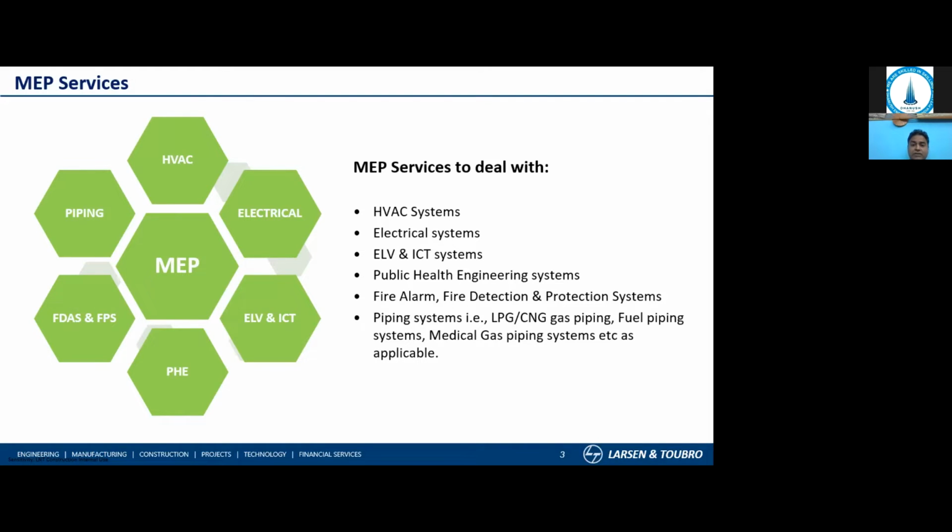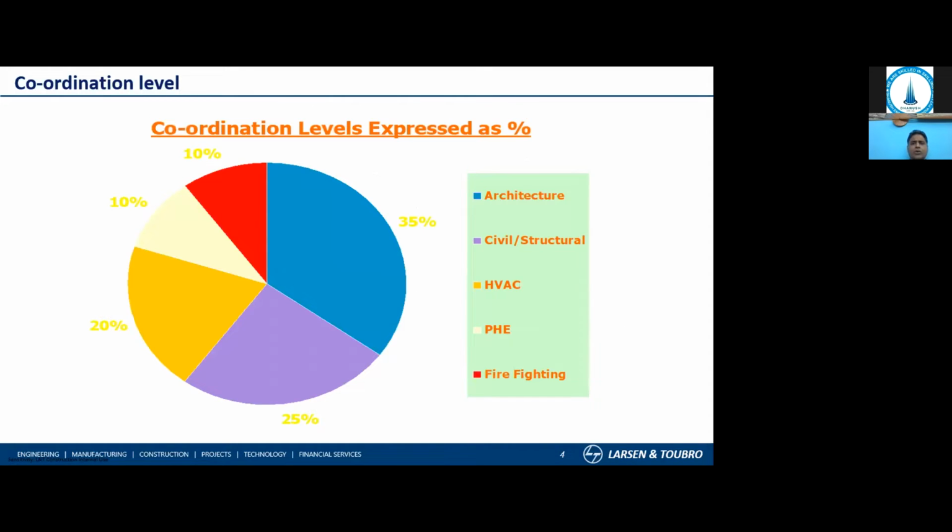Especially on the extra low voltage side, we have a specialized system called ICT, Information and Communication Technology. There are a lot of systems coming into the picture, other than the usual traditional HVAC, electrical, piping, and fire detection and alarm. Now, on the coordination level, if we compare the percentage of coordination involved in any kind of building, from our experience, we can say the architects play a major role at 35 to 40%, followed by structure and then MEP put together. So you can make out the amount of coordination the architects do with all the interdisciplinary teams, which plays a major role.